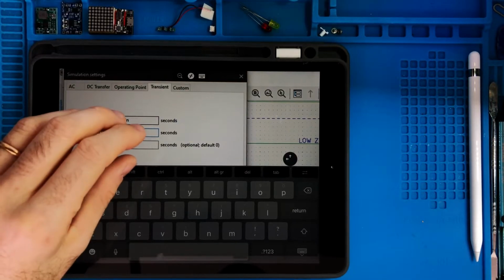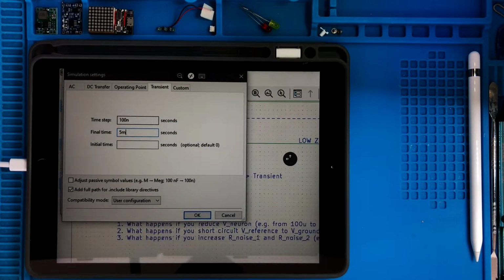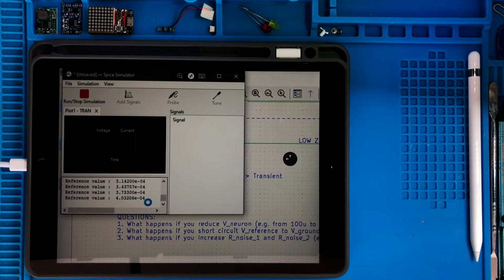So we have to fill this table according to what we know we put in the schematic diagram. Then I put 5 milliseconds as final time. I press OK, and then I run the simulation. Okay, now the computer is computing. It takes a while.